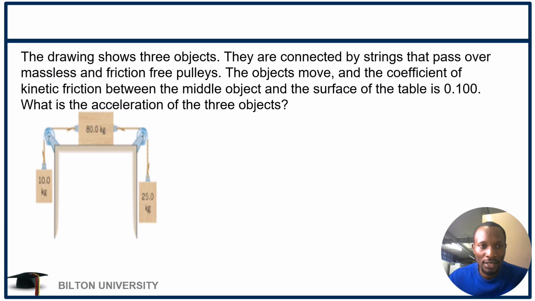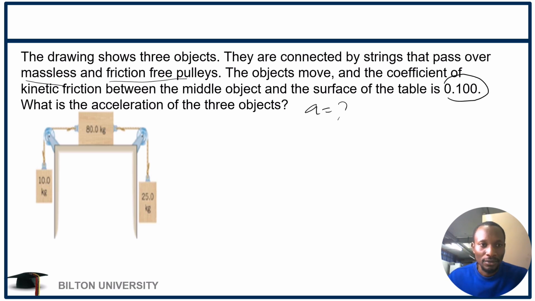So you are given three objects here which are accelerating, and because we are told that they are massless and friction-free pulleys, we can assume that they are accelerating at the same rate. The data that we are given here is the coefficient of kinetic friction, and we are told to determine the acceleration of these objects.